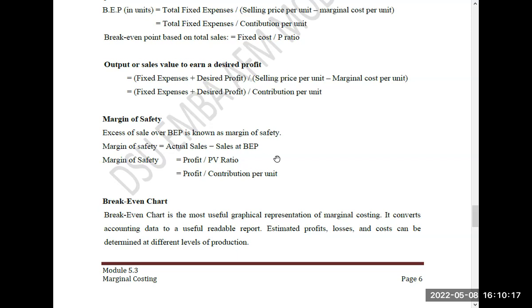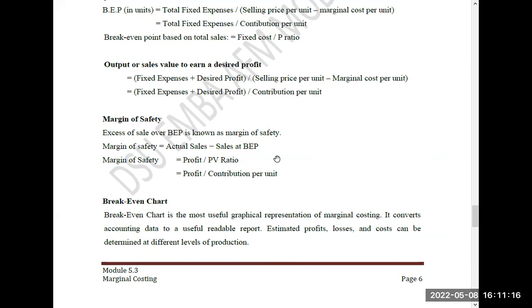Fixed cost plus profit is equal to what? Contribution. Contribution plus variable cost would be equal to sales. If that is the case, variable cost is equal to sales minus contribution. So what is contribution in this question? 60 plus 90, so 1,50,000 is the contribution. Sales is 3 lakh, contribution is 1,50,000. Automatically variable cost would be 1,50,000. That's also possible.